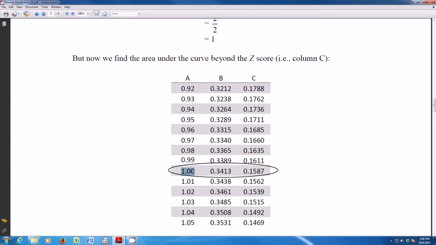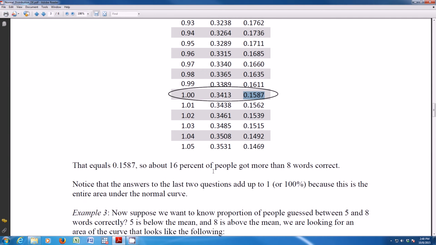And so for a z-score of 1, that's an area of 0.1587. In other words, that tells us that about 16% of people got 8 or more words correct. And so that's the answer to this question.